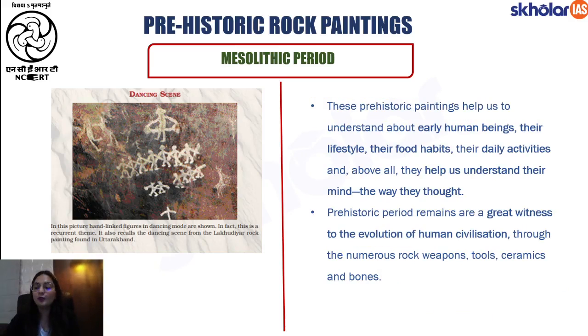Now, students, we are going to talk about the implications of the themes that are depicted in these paintings. हमें इन paintings को देख के क्या information obtain होती है. So basically, students, the prehistoric paintings, as I have told you, help us in understanding the early human beings, their lifestyles, their food habits, their daily activities, and above all, they help us in understanding their mind and the way they used to think. Also, students, the prehistoric period remains are a great witness to the evolution of human civilization through the numerous rock weapons, tools, ceramics, and bones that were yielded as a part of archaeological evidences.